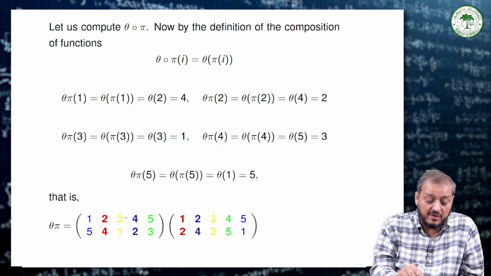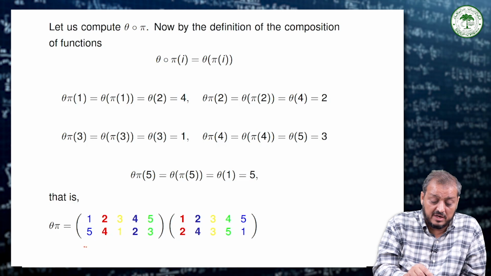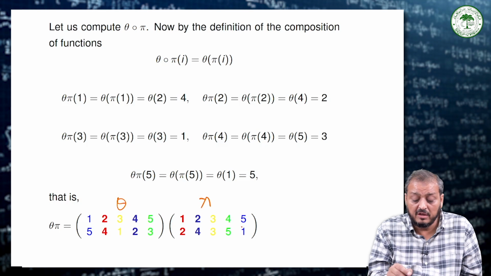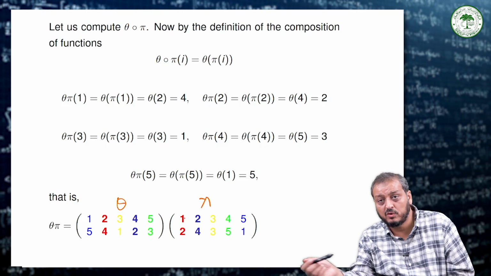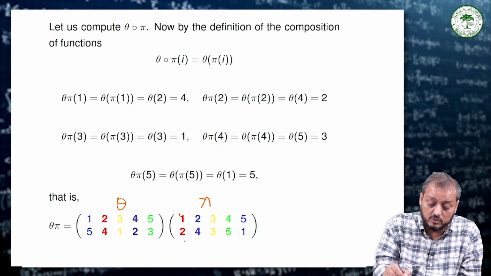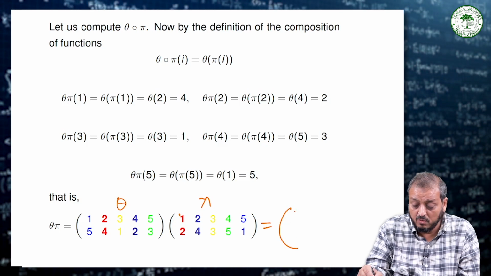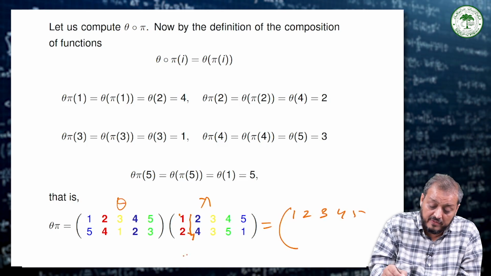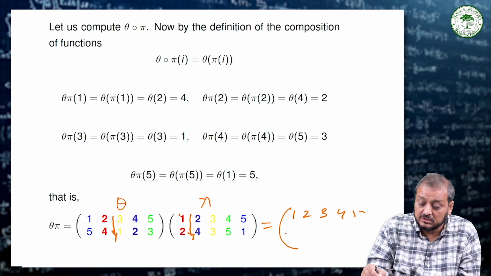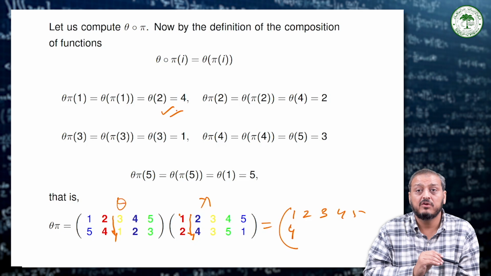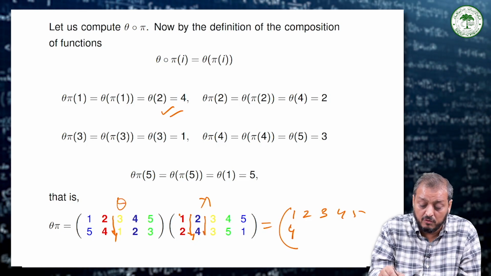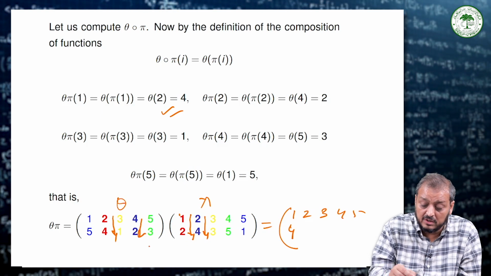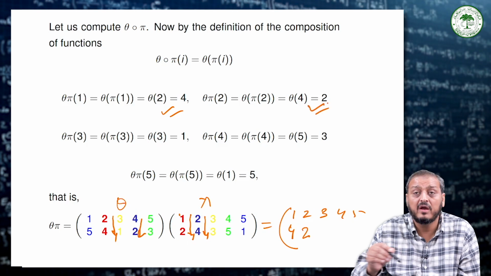Now, we write the first as theta and the second as pi, and then we move from right to left. So, 1 goes to 2, then 2 moves to 4, so this is equal to 4. Now, 2 goes to 4, and then 4 goes to 2, so this is again 2.